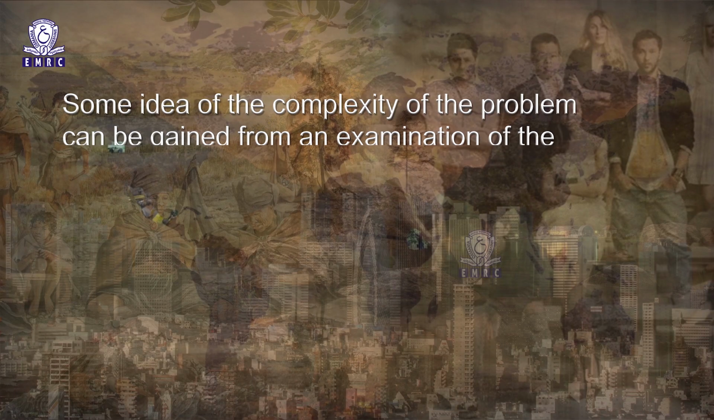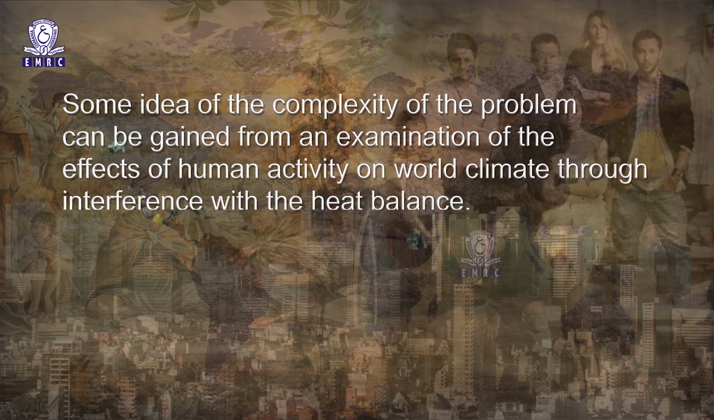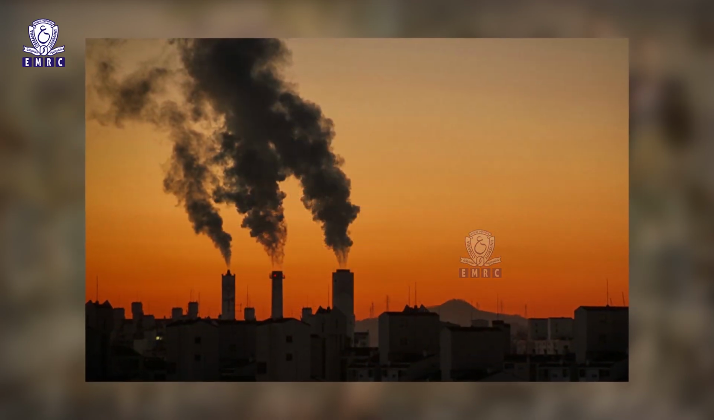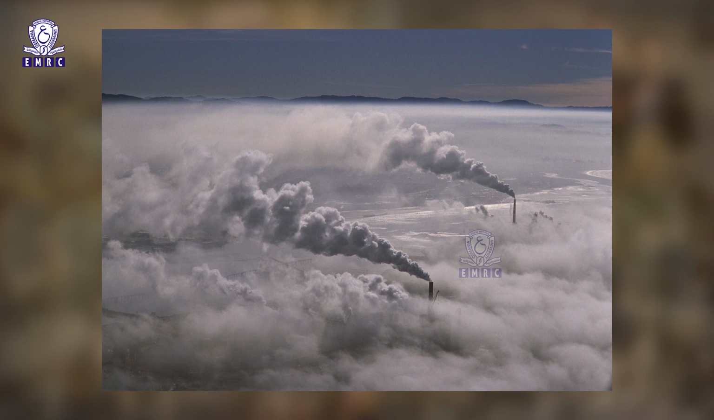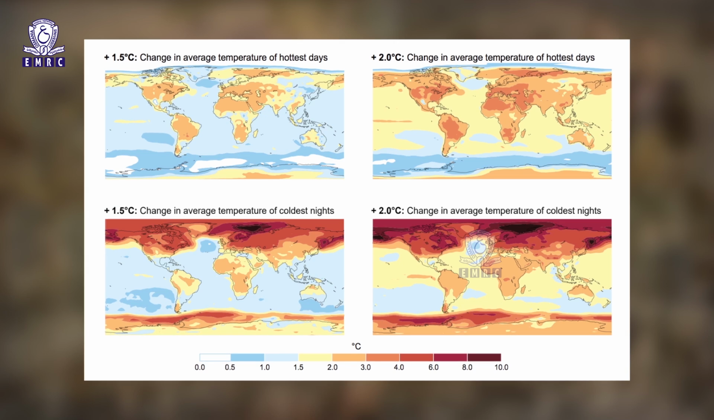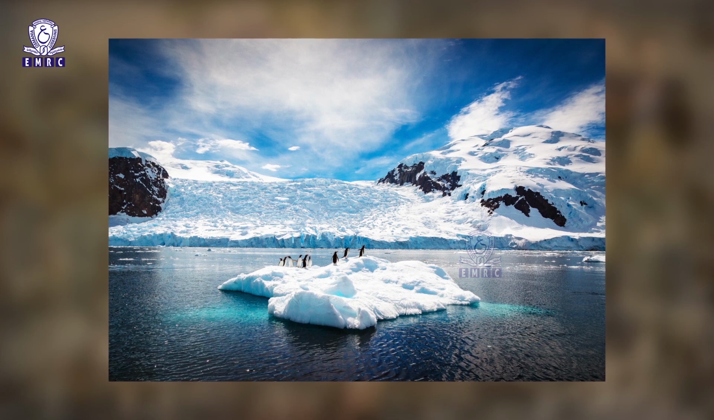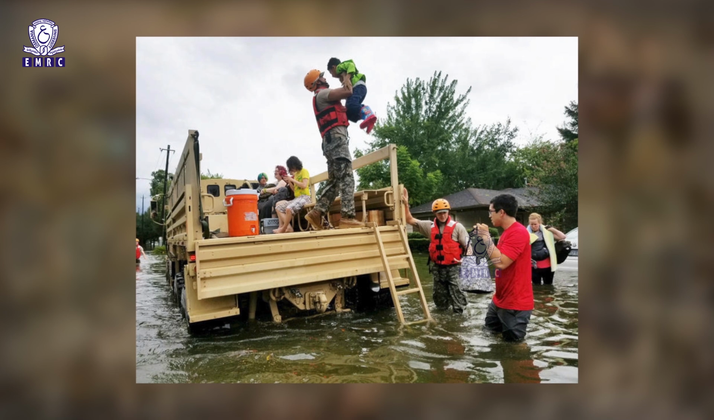Some idea of the complexity of the problem can be gained from an examination of the effects of human activity on world climate through interference with the heat balance. The burning of fossil fuels such as coal and oil has increased the carbon dioxide content in the atmosphere, increasing the greenhouse effect and trapping more heat within the environment. There is a risk that as a consequence world temperatures are rising, causing the melting of ice caps and flooding of densely populated lowland areas, which we are seeing today.